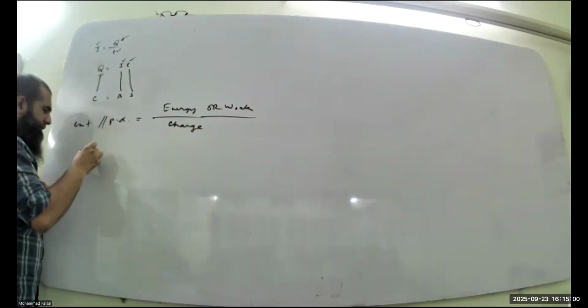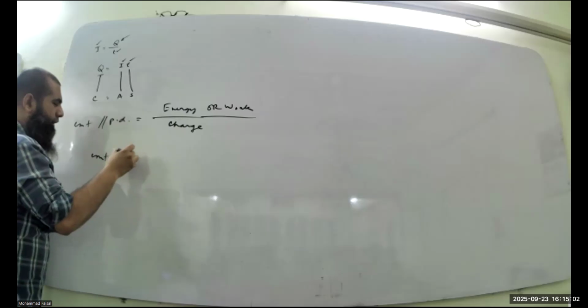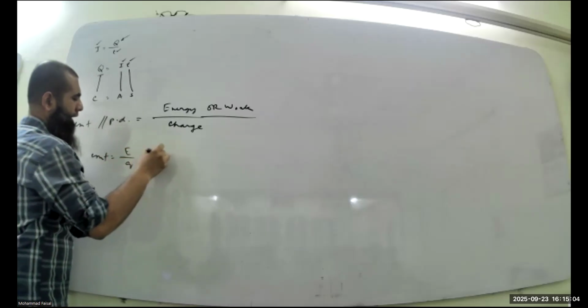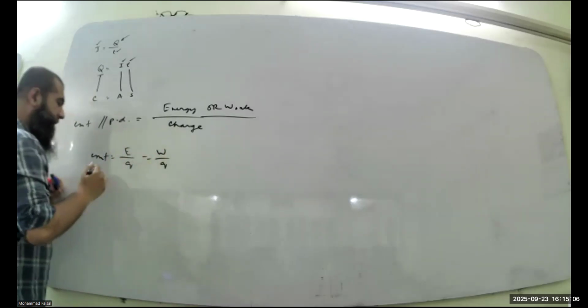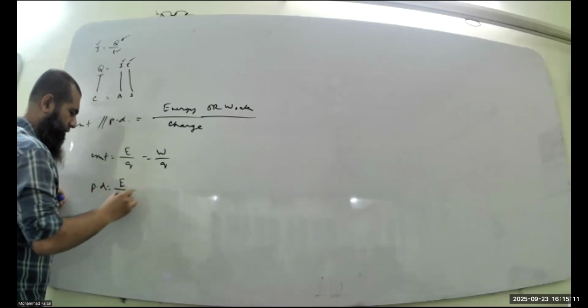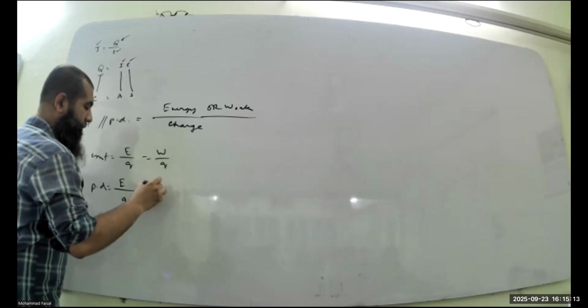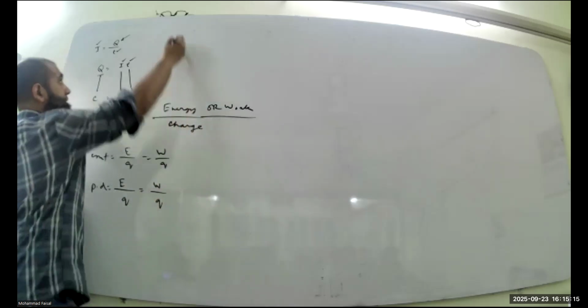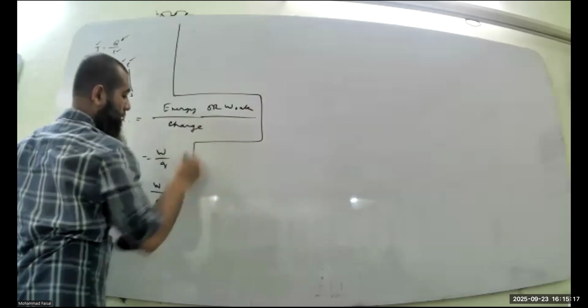So I can write it like this. EMF is given by E over Q, or I can write it as W over Q. PD equation is the same. PD can also be written as E over Q, or we can write it as W over Q. Now, how are we going to describe this in terms of words? That definition is a bit of a mouthful.